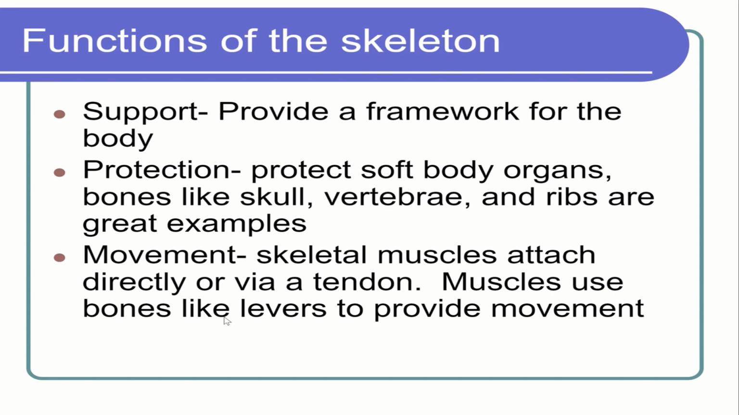So let's talk about functions. The biggest one is support. It is your framework that all of your organs attach to. It is the rigid underpinnings of all of your organs. It's protective. So bone is very hard, and because of that, it provides a great casing for all of your soft body organs. Things like the skull, the vertebrae, and the ribs, these act as protectors.